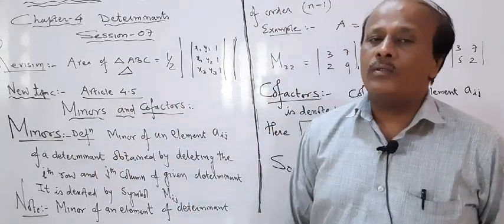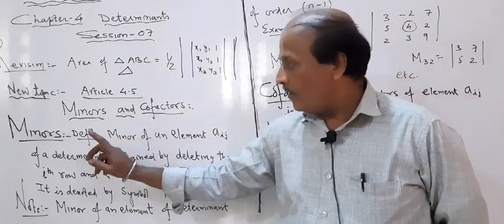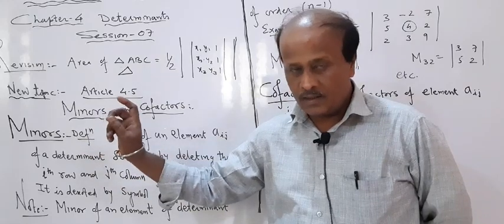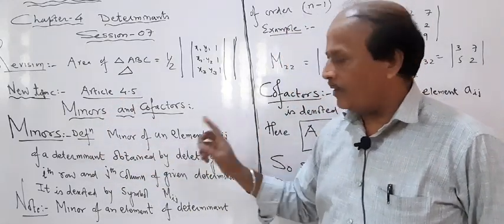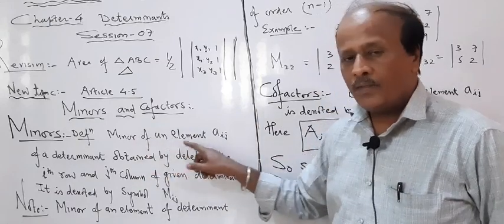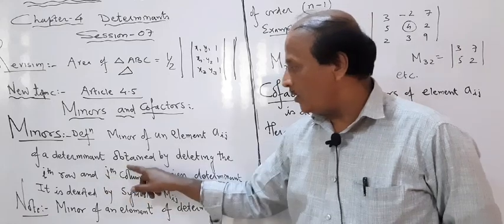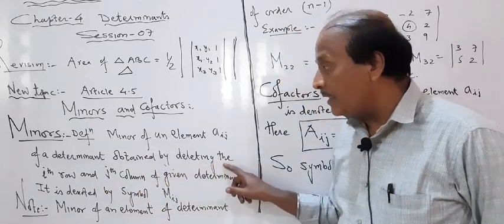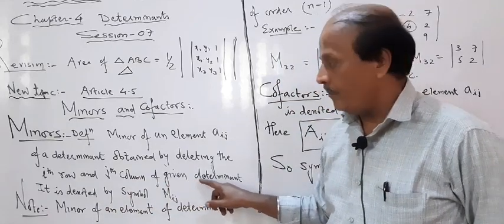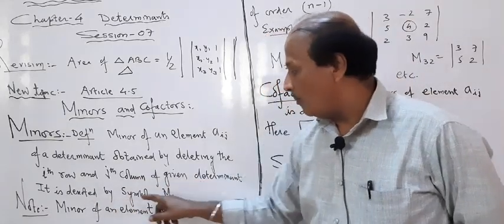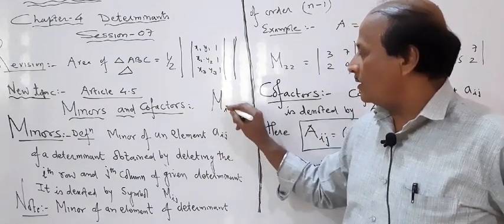First of all, let me go through the definition of minors. So how is it defined? Minors definition, as it is defined in your book: you select any element. So minor of an element a_ij, small a, i j, of a determinant is obtained by deleting the ith row and jth column of the given determinant. It is denoted by the symbol capital M with subscript ij.